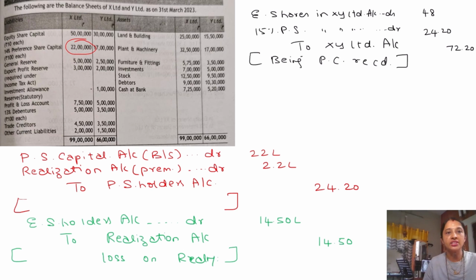So if you look at the balance sheet, we have already closed all these. One by one, we are closing all the accounts. We closed preference share capital. We closed export profit reserve. We closed investment allowance reserve. We closed debentures, trade creditors, current liabilities. We closed all these accounts. Now what is remaining? Remaining is equity share capital, general reserve, and then there is a profit and loss account over here. Now these are remaining. Now we will pass an entry for these things also.